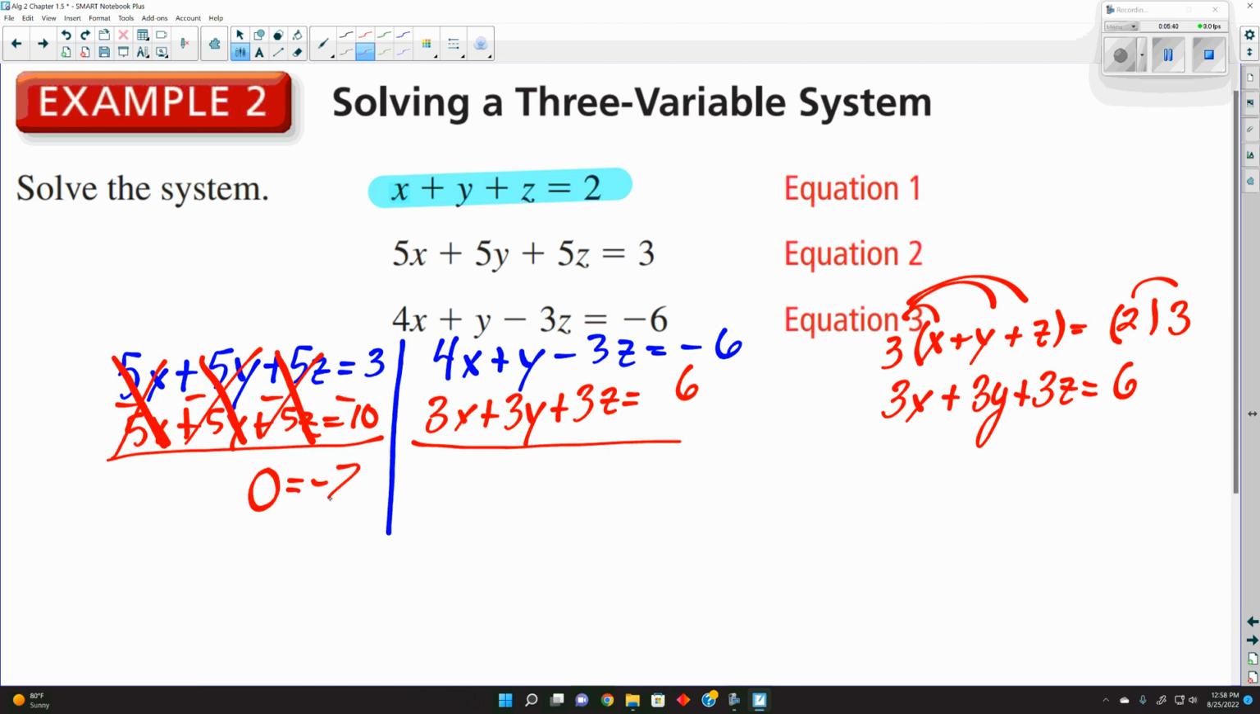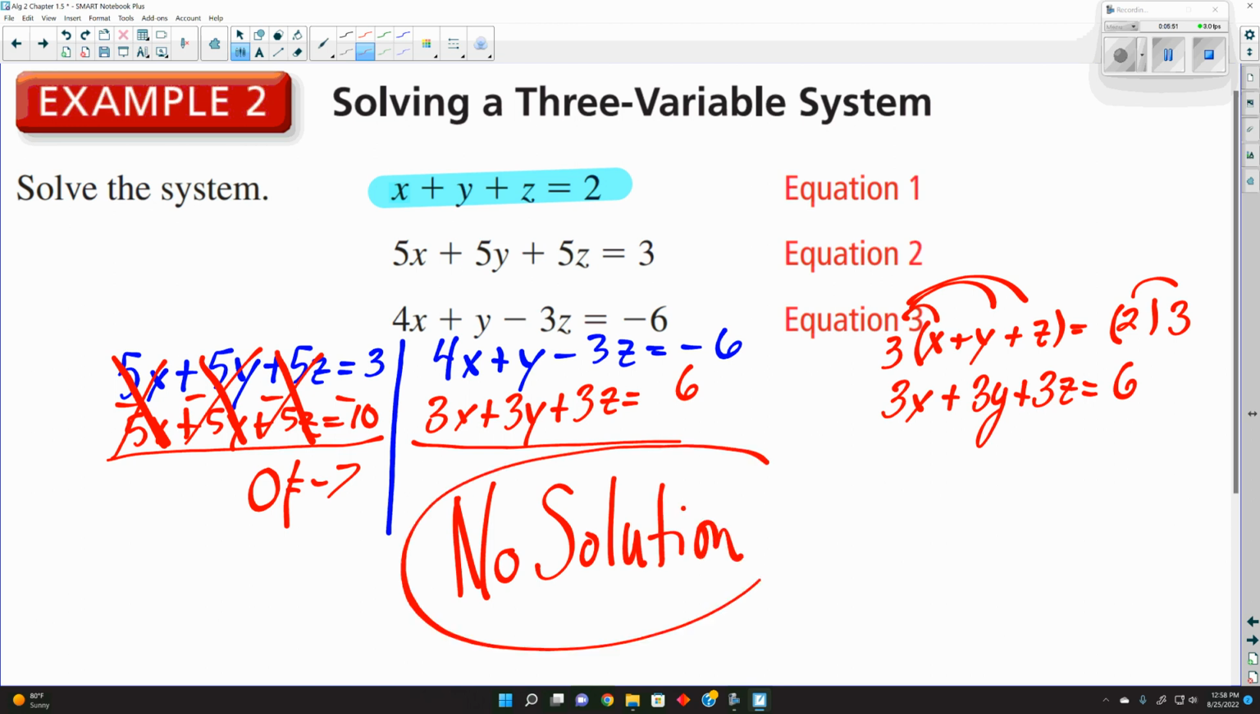0 ever equal to negative 7? Because as soon as we get this here, at any point, 0 equals a number, a false statement, it is no solution. We stop immediately. Because it really doesn't matter what happens on the other side. All we know for sure is that those two do not intersect. They don't cross. So there is no solution. Questions on this here?